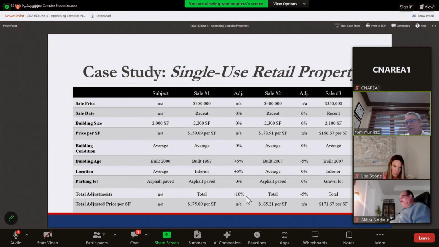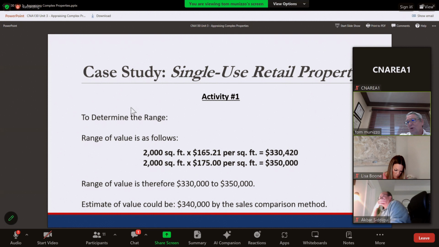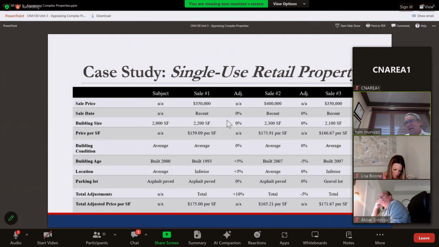Okay, and what you'll find here is it goes in order of the way they're supposed to be adjusted. The only thing that's missing is financing or seller concessions prior to the sale date, but that was not applicable for this assignment.